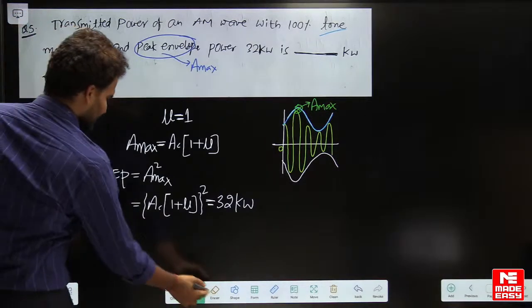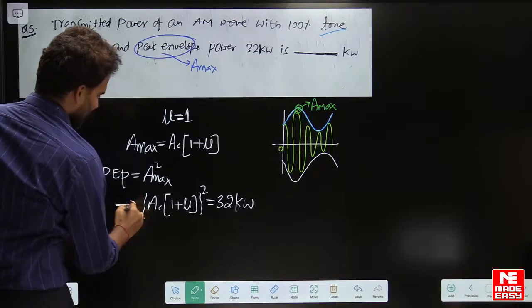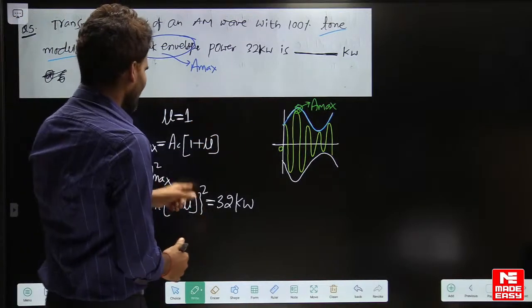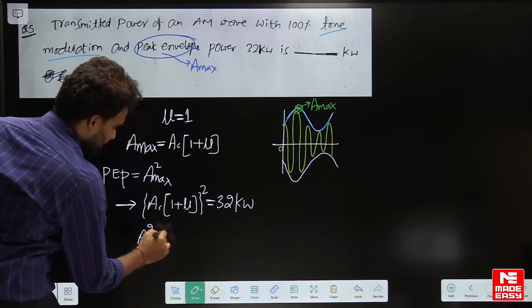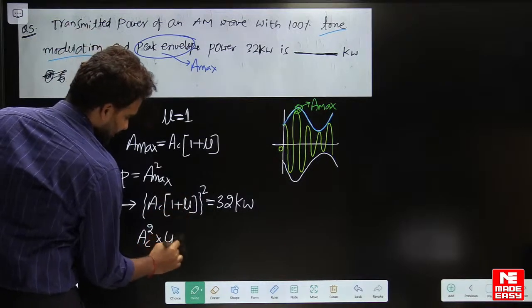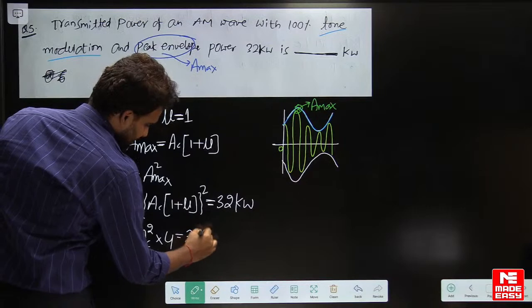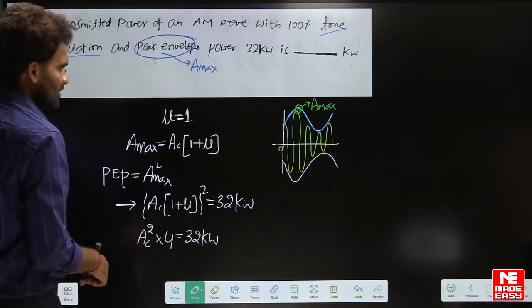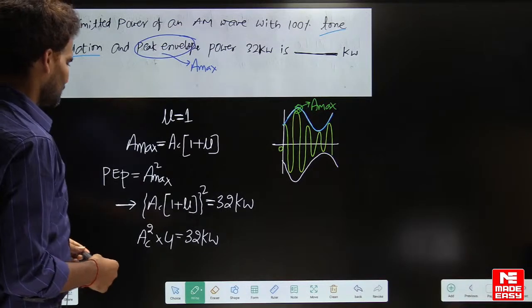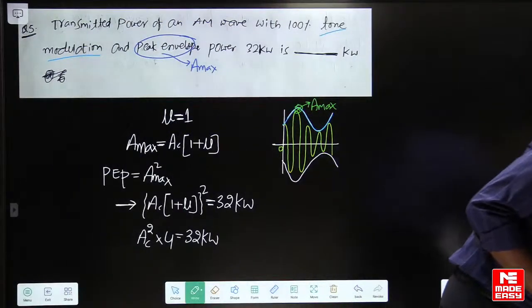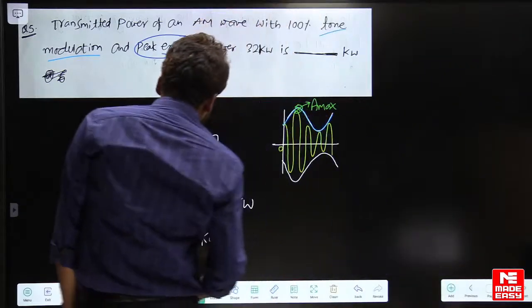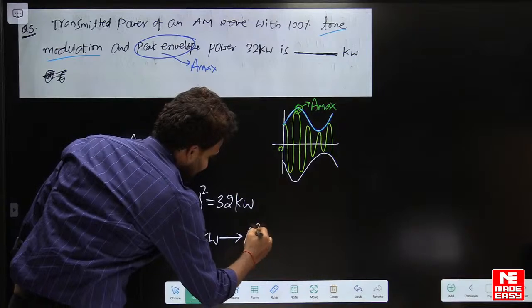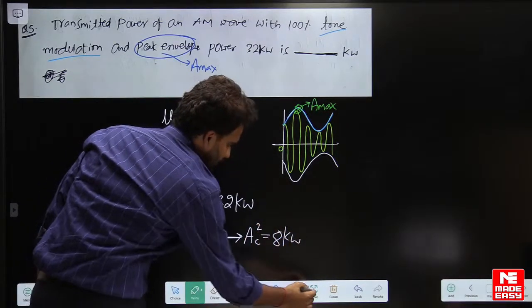Here mu is given as 1. If you substitute mu 1 here, this is AC times 2, so 2 square is 4, AC square times 4 is 32 kilowatt. Then AC square is how much here? Let me find AC square, that is 8 kilowatt.